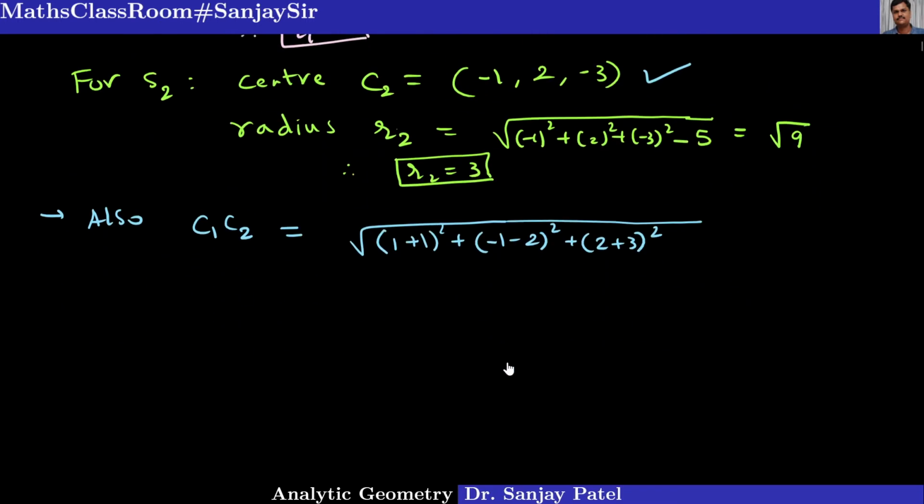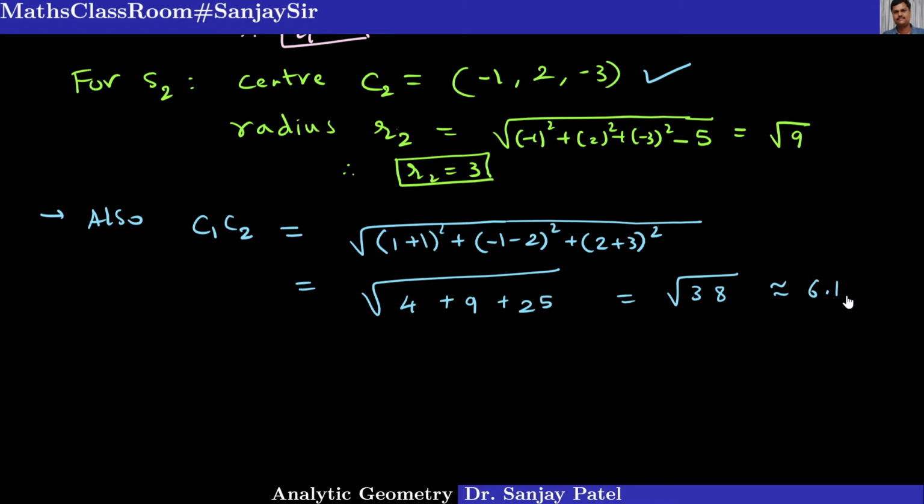Okay, let us simplify. So what you will get is 2 square, that is 4, this is 2 square, that is 4, plus minus 1 minus 2 is minus 3 square is plus 9, plus 5 square, that is 25. So it is 9 plus 4 13, 13 plus 25 is 38. Okay, and if you calculate the decimal value of this, it is approximately 6 point something, say 6.1 or so. Okay, so what do we have? We have C1 C2 is equal to 6.1.